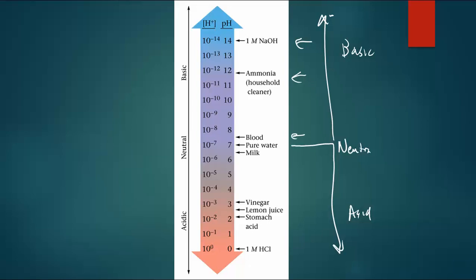Blood is typically on the basic side. Milk is on the acid side because of what acid? What acid does milk have? Lactic acid. That's right. Vinegar. Wow, pH 3. But wait a second. I eat vinegar with my salad.